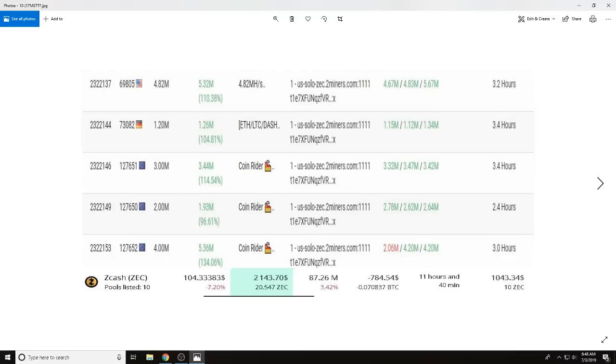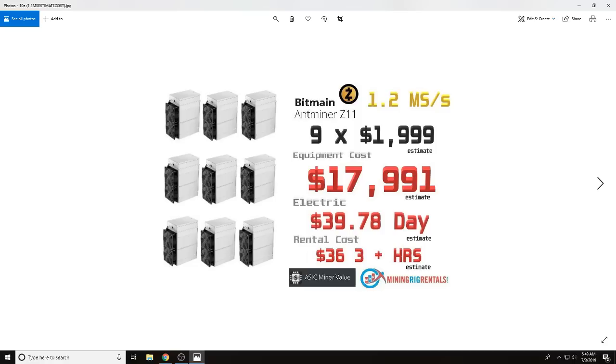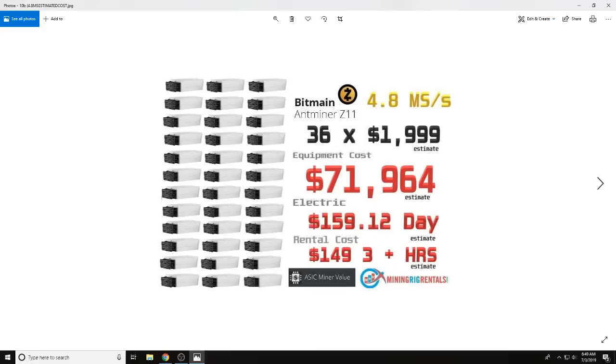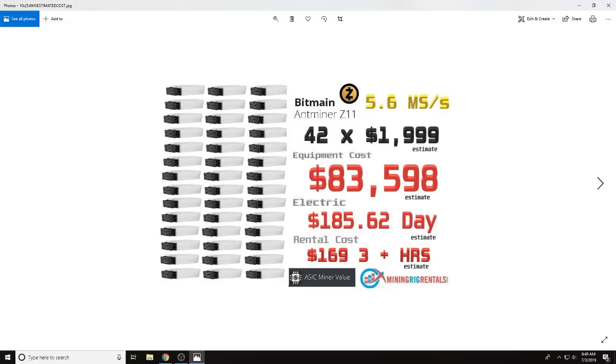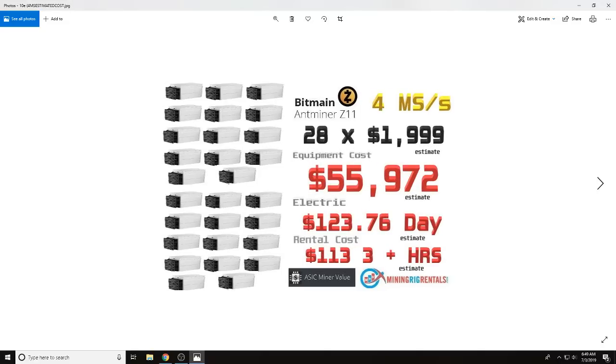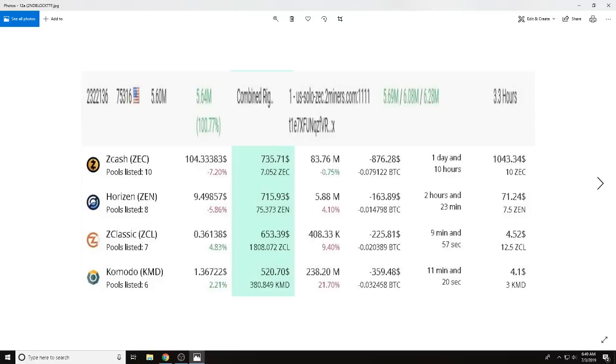Well, I did decide to try it again. I wanted to see if it was a fluke or not, so we did rent more hash. Here you can see for 3.0 hours, 1.2 million souls per second estimate at Z11, 4.8 million souls a second at Z11, 5.6 million souls. See your cost there.